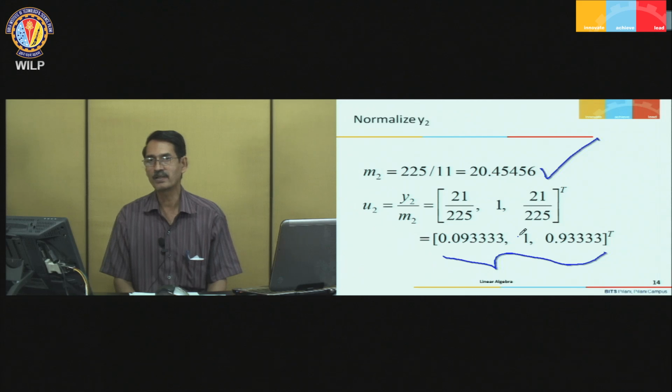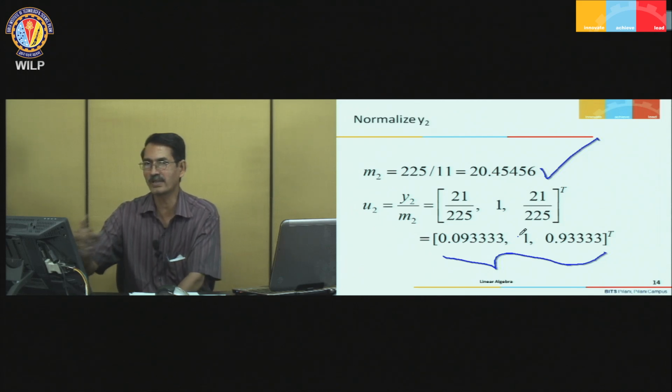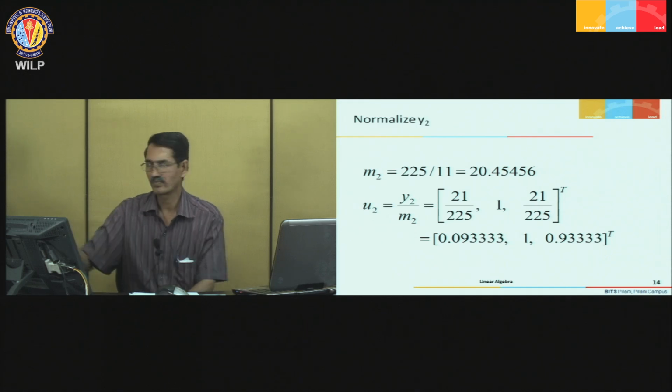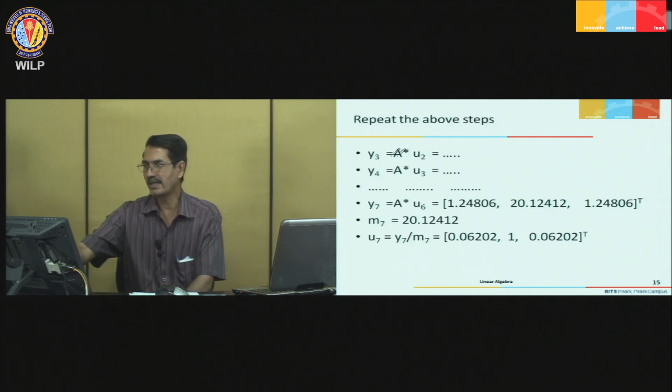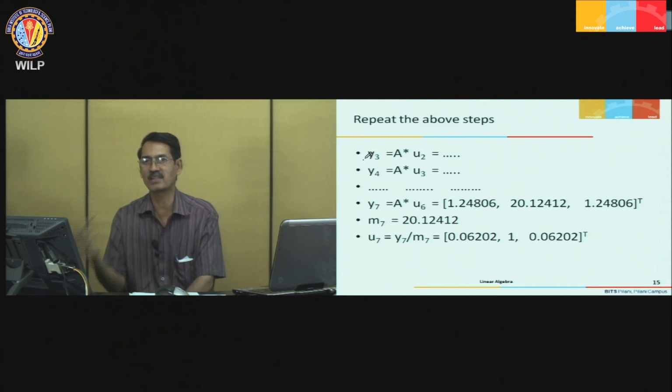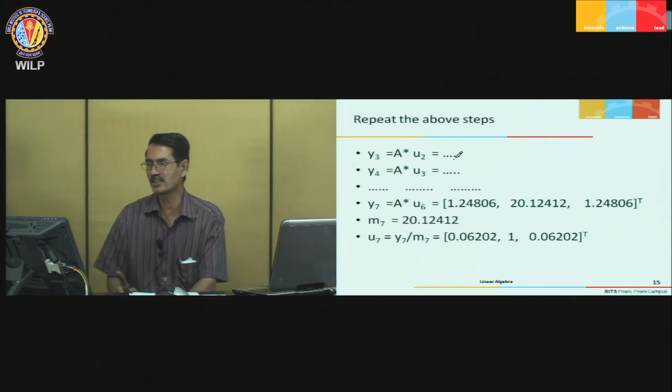What is the next step? Compute A into u2. u2 is calculated, therefore again calculate A into u2. So, let us see what A into u2 is. Calling it y3, calculate. See again whether y3 is in normal form or not. If it is not, divide by the highest quantity coming in A into u2 and continue this process. I have not calculated all steps.